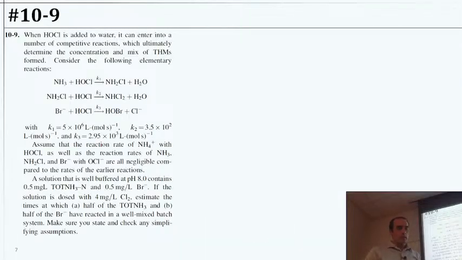Okay. So 10.9, another complicated problem. This one really calls for Excel. So when HOCl is added to water, it can enter a number of competitive reactions, ultimately determining the concentration and mix of trihalomethanes or other disinfection byproducts. So consider the following elementary reactions. We have ammonia with hypochlorous acid giving us monochloramine. We have monochloramine with hypochlorous acid giving us dichloramine, and bromide with hypochlorous acid to give us hypobromous acid.